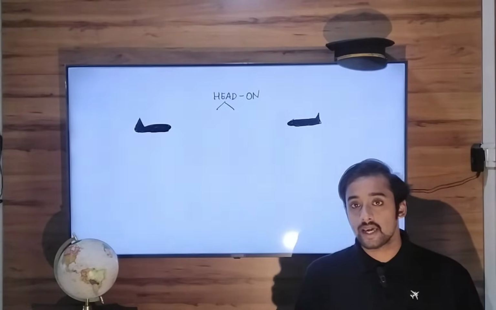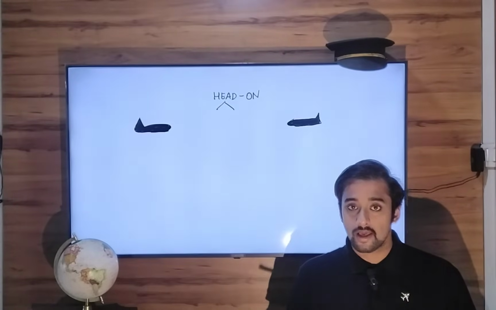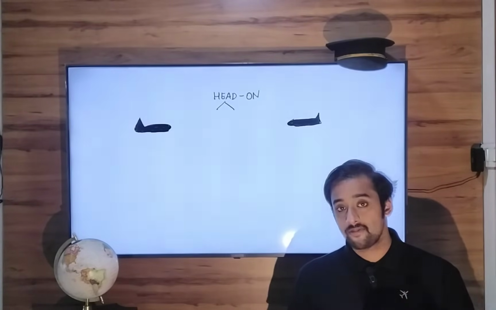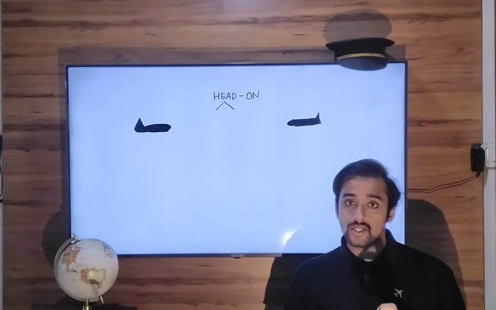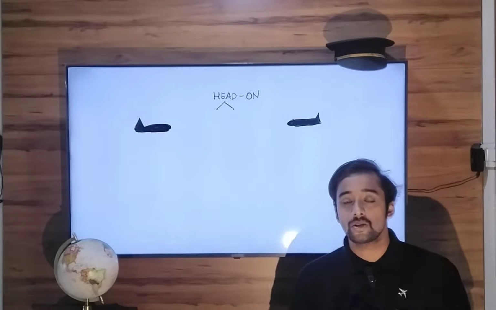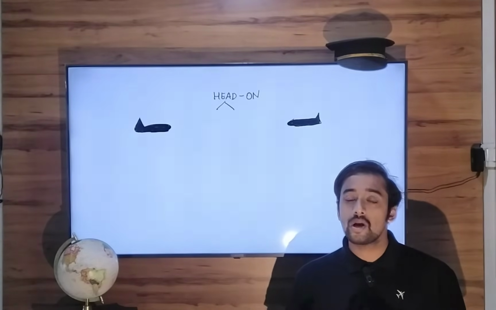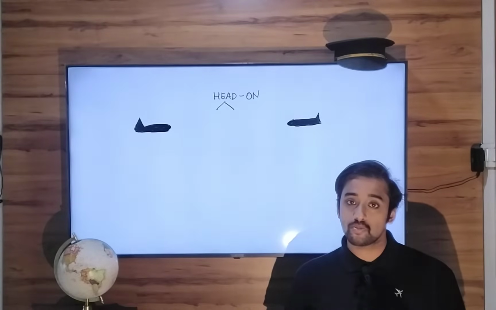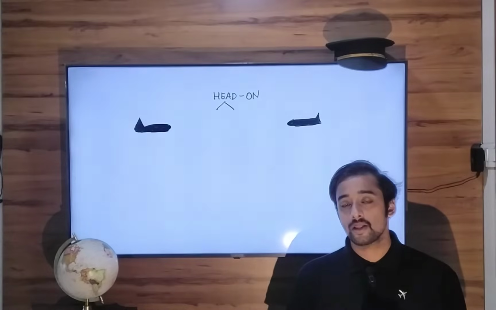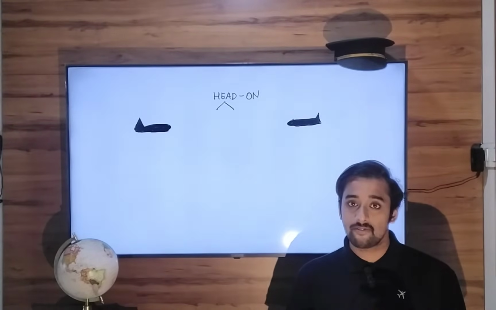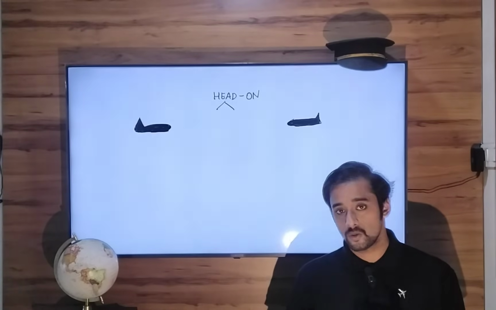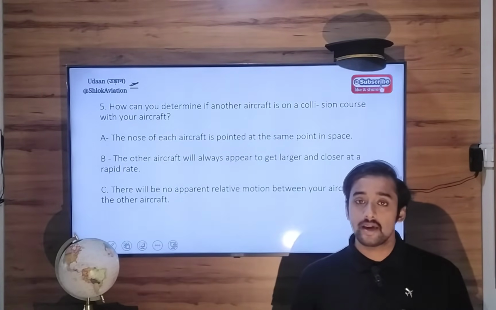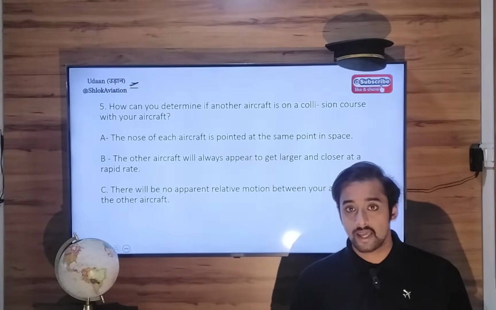Okay. Now, if this is the case where the other traffic is approaching you head on, the other traffic will be visible to you through the windscreen. But as your aircraft and the traffic come closer and closer to each other, the size of the traffic which will be visible to you through the windows or the windscreen will grow in size slowly and slowly. It is very difficult to determine the speed at which the traffic is approaching you. The only clue that you have will be that the size of that traffic will increase as it comes near you. So that is one possibility in which two aircraft can come very close to each other and collide with each other.